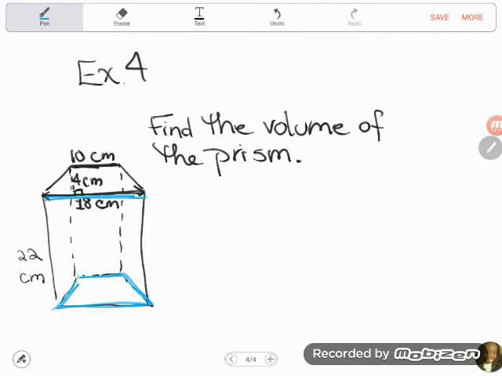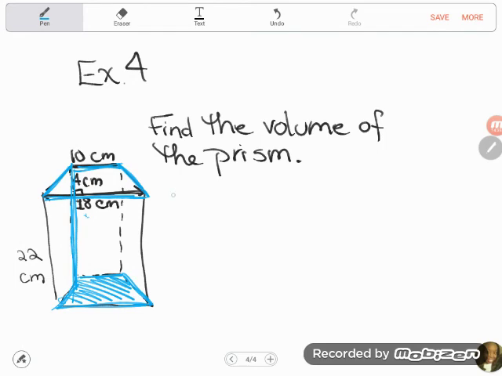Can you tell what it is in this case? See how we have the different labeling on either side of this shape? This side says 18 centimeters. This side says 10 centimeters. This is definitely a trapezoid. Okay, so if I want to find the volume of this prism, I'm going to have to take the area of a trapezoid and multiply by the height of the prism. Okay, so let's do that.